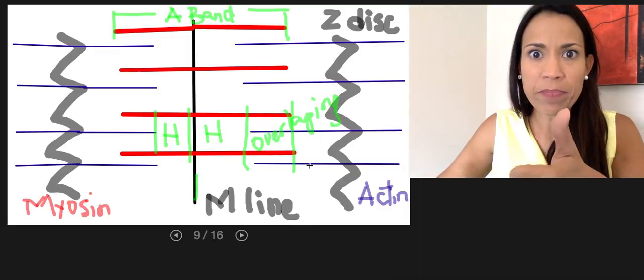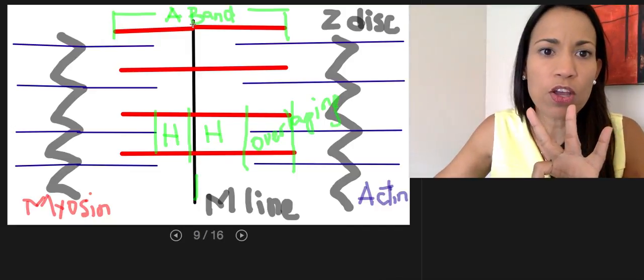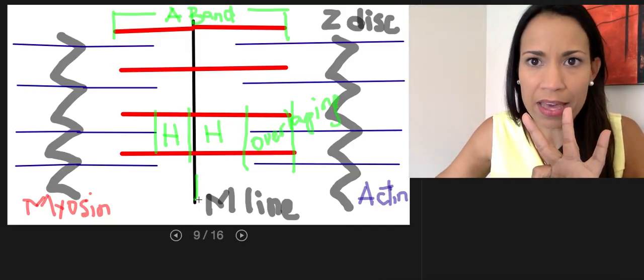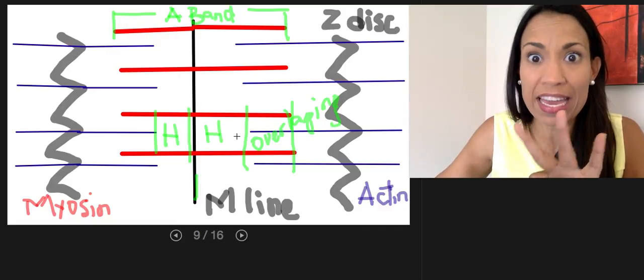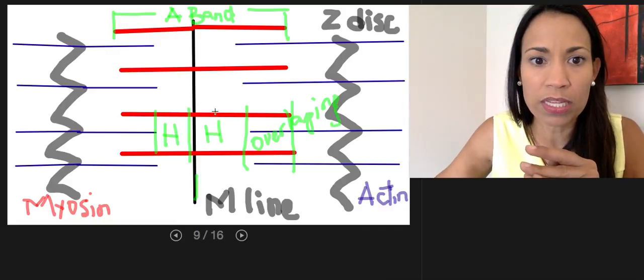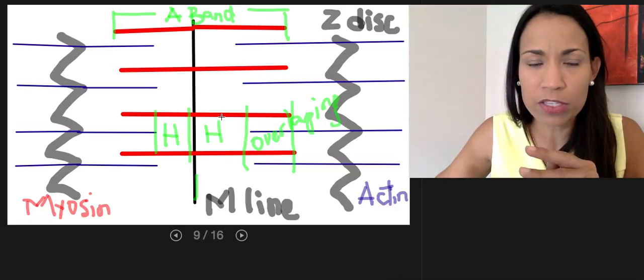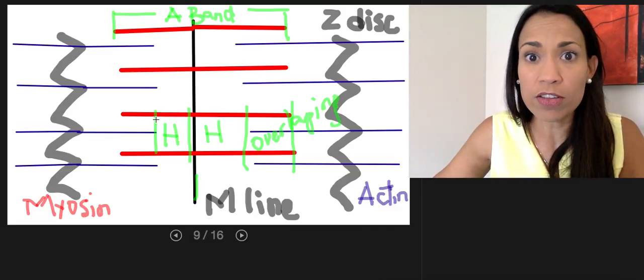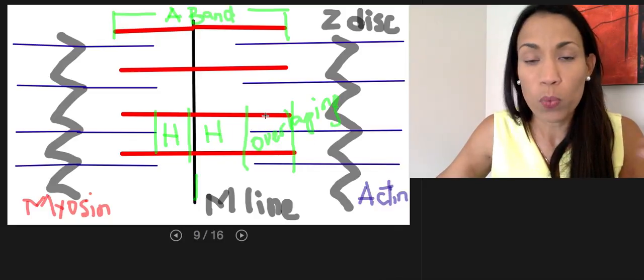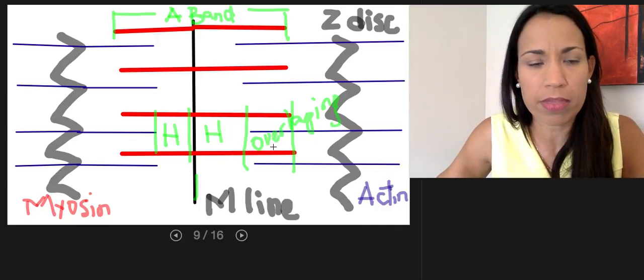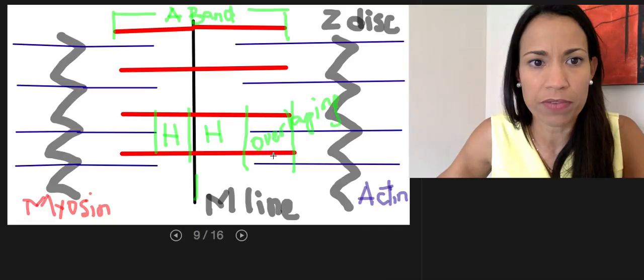Okay, so the A band has three components. Right in the middle, we have the M line. On either side of the M line, we have the H zone that contains only thick filaments, myosin filaments. And on either side of the H zone, we have the zone of overlap, where we have overlapping the thin and the thick filaments, actin and myosin filaments.